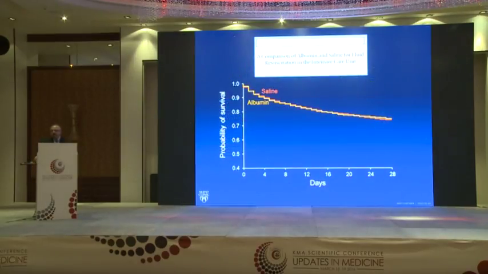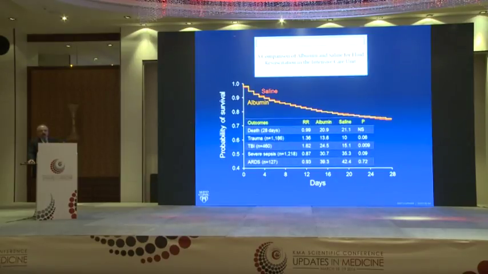This study was done in New Zealand and Australia. Everybody is familiar with the SAFE trial: 7,000 patients randomized between saline and albumin. There was no difference in mortality. When they looked at subgroup analysis, patients who had trauma, particularly traumatic brain injury, did worse in the albumin group. But septic patients actually did better when they received albumin as part of the resuscitation.